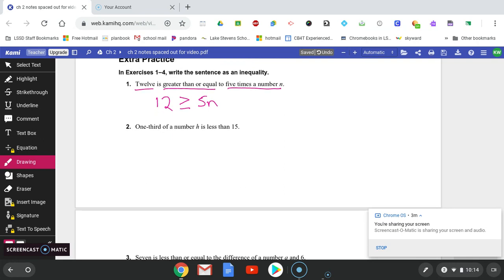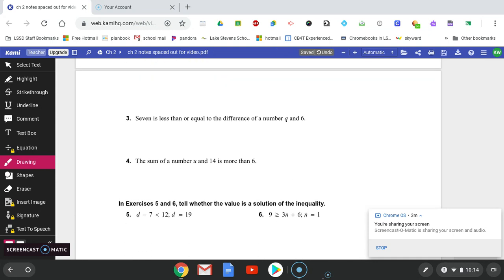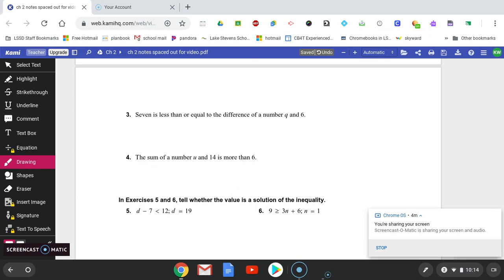On number 2, it says 1/3 of a number. So we can write the 1/3. Anytime you see the word of, that's a clue that you're going to be talking about multiplication. So 1/3 of a number means 1/3 times n. And it says that it is less than 15. So we have less than and 15. And that's it. That's what we have for that problem. Okay. All right, go ahead and pause the video. See if you can try the next 2 on your own, and then come back in once you think you've got it.